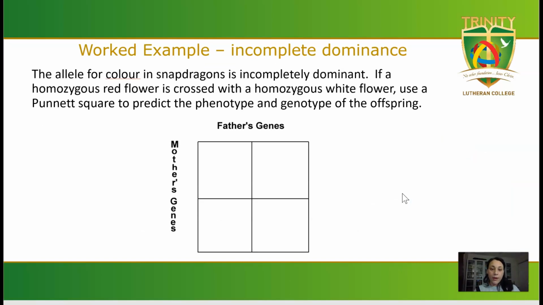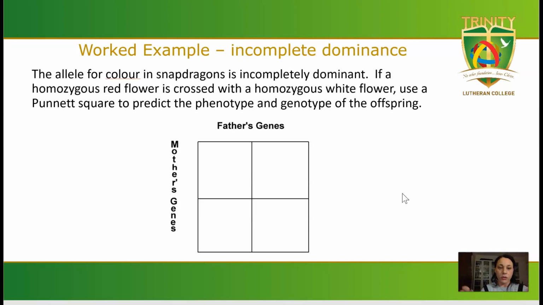So let's do a worked example for incomplete dominance. This is the kind of question that you would get on a test. The allele for color in snapdragons is incompletely dominant. Snapdragons are not as exciting as they sound. They're not dragons. They're a type of flower. If a homozygous red flower is crossed with a homozygous white flower, use a Punnett square to predict the phenotype and genotype of the offspring.